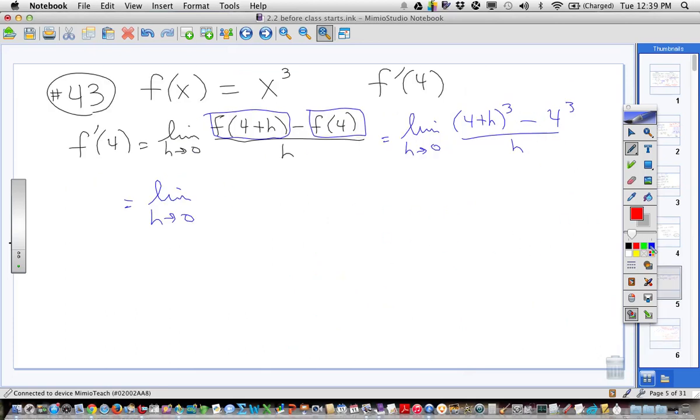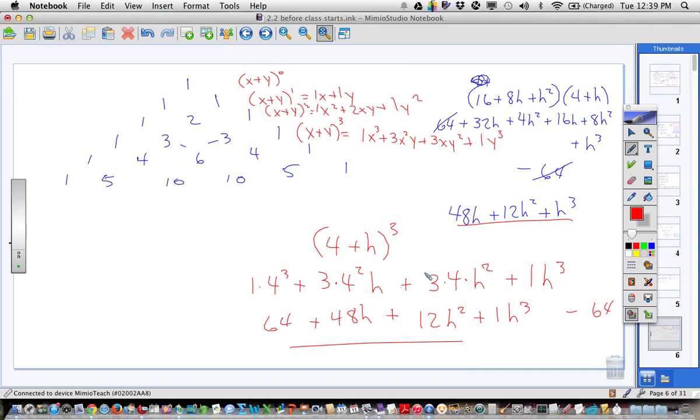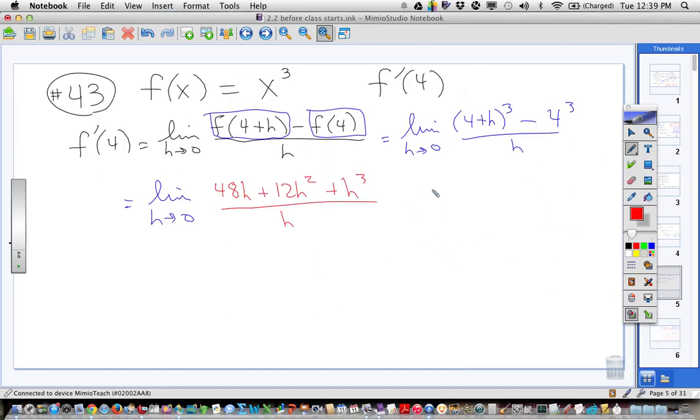Okay, so what do we got here? We ended up with, what did we say, 48h plus 12h squared plus h cubed. Just h cubed. Okay, and so then what did we say we could do at this point? Take an h out. So if we take an h out, we got 48 plus 12h. I realize some of you, again, could look at this and maybe see, all right, if I take an h out, what you're going to get.